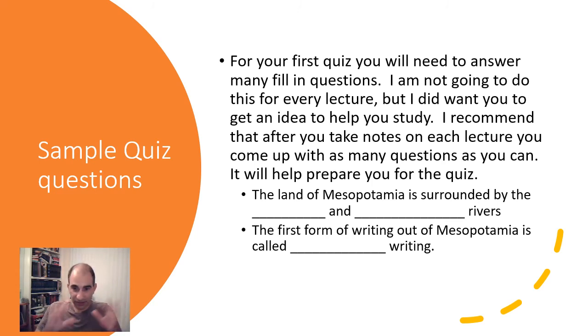So now that I just kind of read that to you, here are some examples, right? The land of Mesopotamia is surrounded by the blank and blank rivers. You should know that's the Tigris and Euphrates rivers. The first form of writing out of Mesopotamia is called cuneiform writing. So what I want you to be able to do as you listen to every one of these lectures is write these type of questions out for yourself. This is a really good way to review: write out questions, write out questions, write out questions.